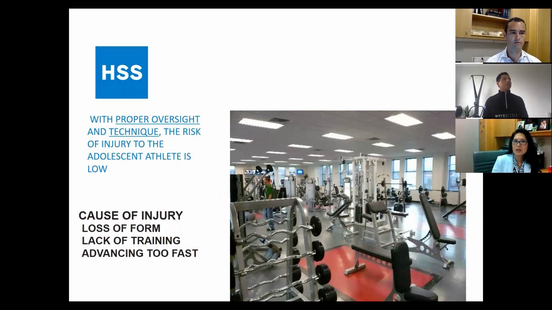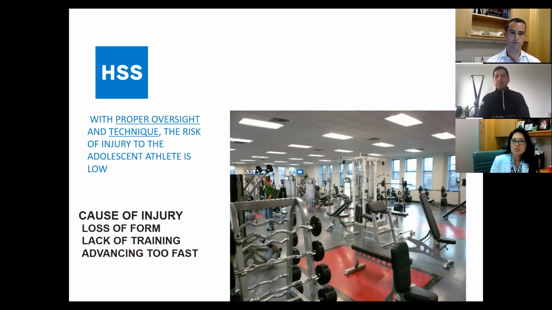So not to scare anybody about using the weight room or sports in general in terms of the back, through studies we've seen that with proper oversight and technique, so if we have good trainers and good education on proper techniques in the weight room, the risk of injury to the adolescent athlete is actually quite low. So I think really the key is learning what muscles need to be engaged with each particular exercise, and why that muscle is so important to what the athlete is going to be doing in life and in the sport.